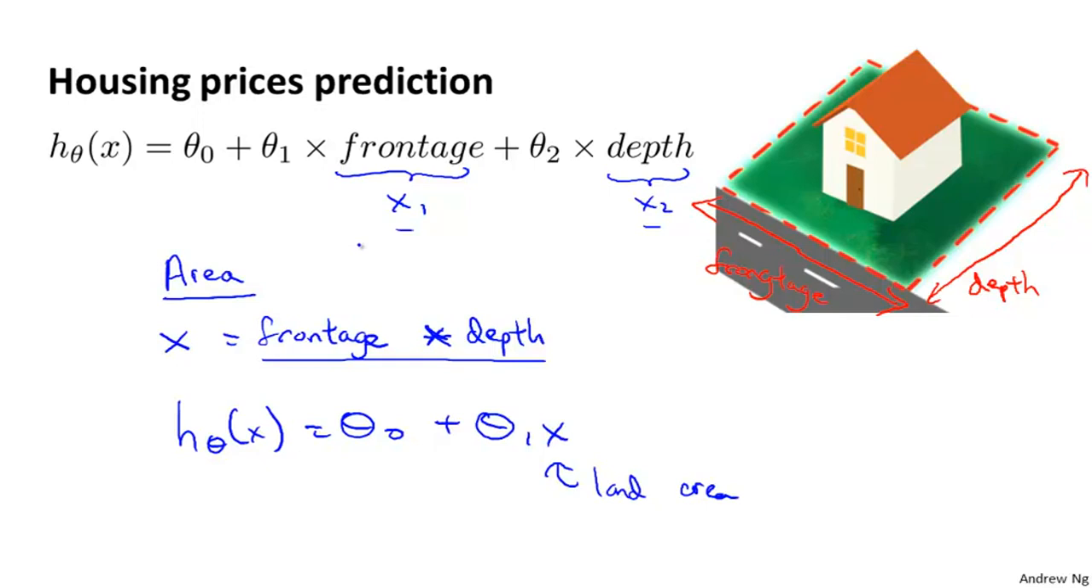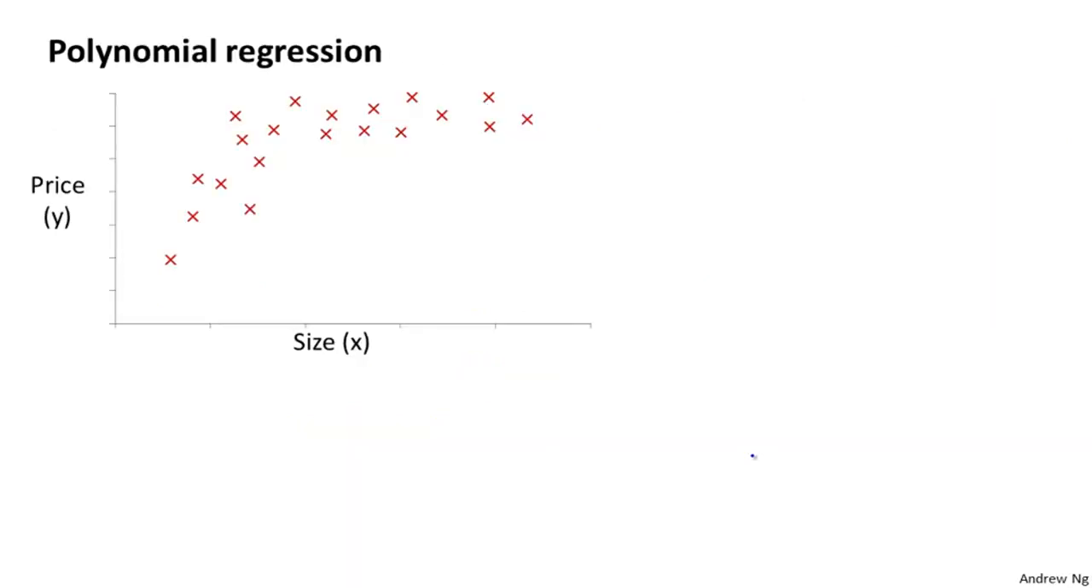So depending on what insight you might have into a particular problem, rather than just taking the features frontage and depth that we happen to have started off with, sometimes by defining new features, you might actually get a better model. Closely related to the idea of choosing your features is this idea called polynomial regression.